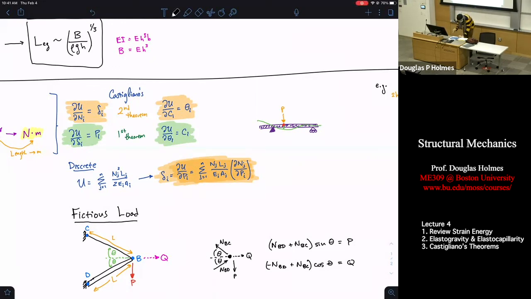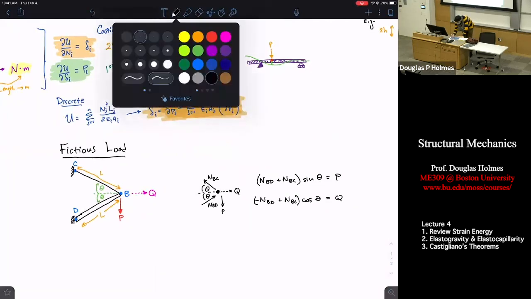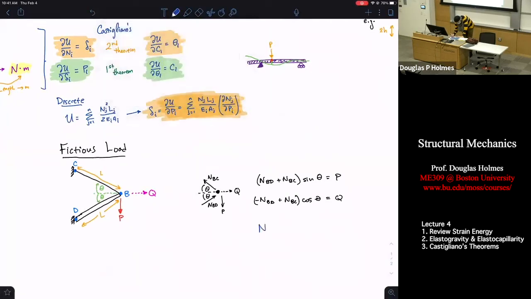Okay, so for instance, we can solve these things for NBC. Why do I want to solve for NBC? Well, I want to take the derivative of NBC with respect to Q. So I solve for NBC, and I'm going to get 1/2 P over sine theta plus Q over cos theta.